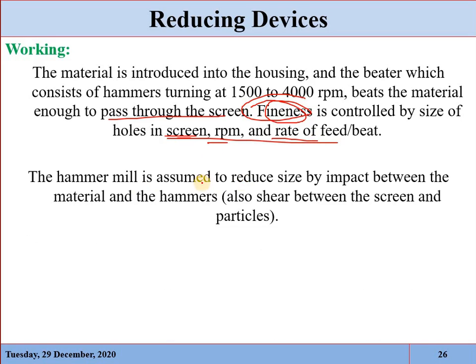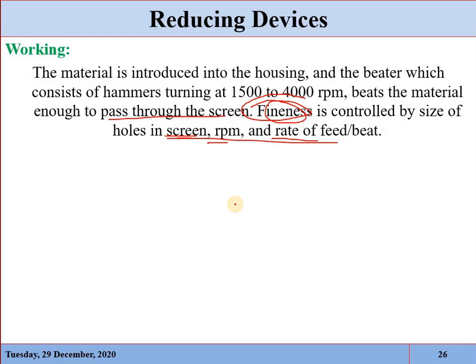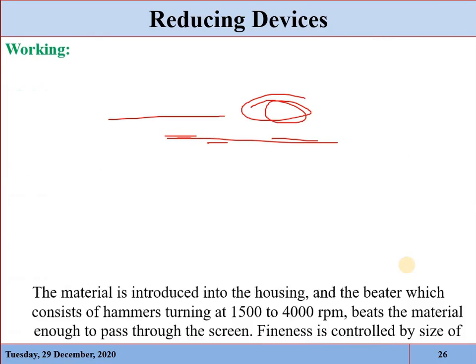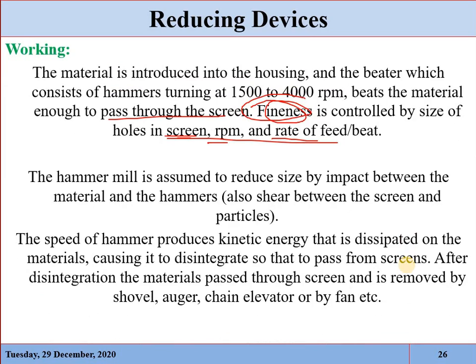The hammer mill is assumed to reduce the size by impact between the material and the hammer. Here you can see that when the product is introduced in this casing and the hammer is rotating, it will hit the product. It will apply some impact force on the product, and due to that impact force, the product will be crushed.